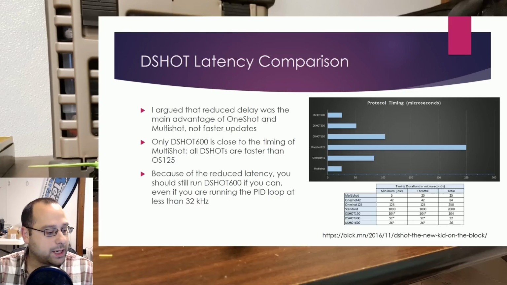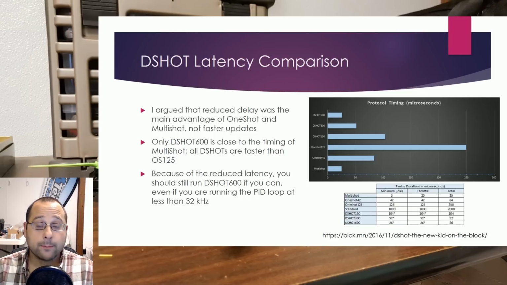And there are people who say, my ESCs can only support Dshot 150. But that's okay because Dshot 150 goes up to 8 kilohertz and I'm only running the PID loop at 4 kilohertz. So it's all good, right? No. To go back to the analog protocols, there's still an advantage to running Multishot, even if you're not running at 32 kilohertz, because the pulse is shorter.